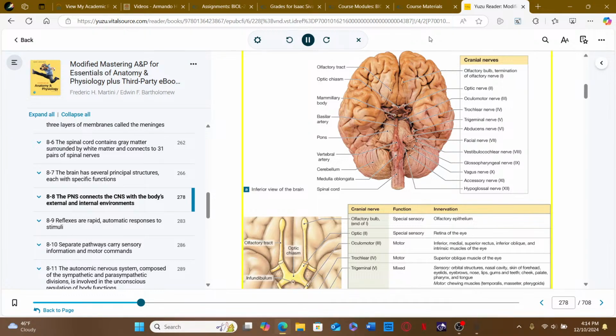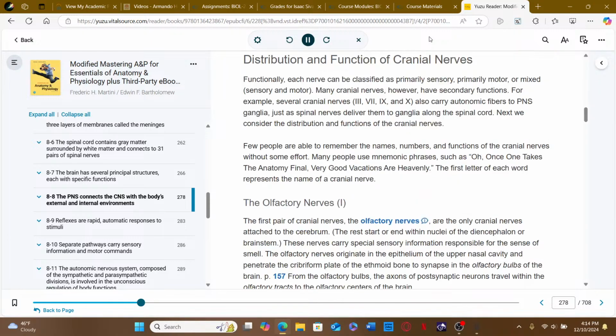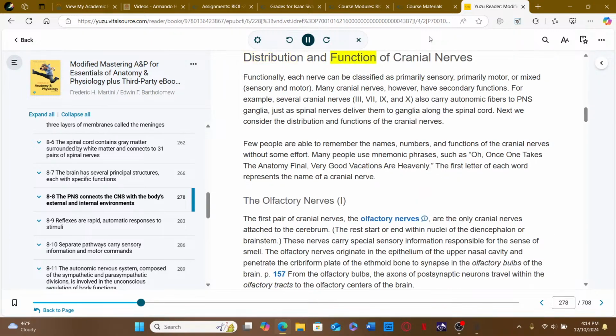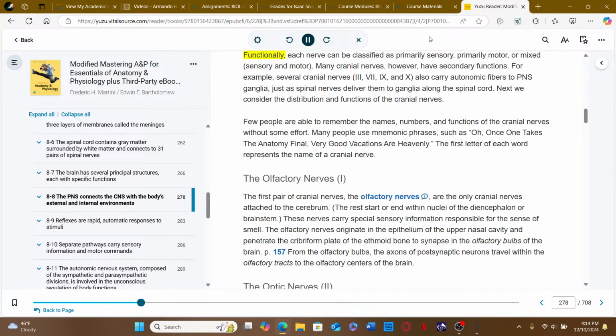In the brain, the cranial nerves, their functions, and innervation are identified. Figure 8-25 Full alternative text. Distribution and function of cranial nerves. Functionally, each nerve can be classified as primarily sensory, primarily motor, or mixed, sensory and motor. Many cranial nerves, however, have secondary functions. For example, several cranial nerves, III, VII, IX, and X, also carry autonomic fibers to PNS ganglia, just as spinal nerves deliver them to ganglia along the spinal cord.